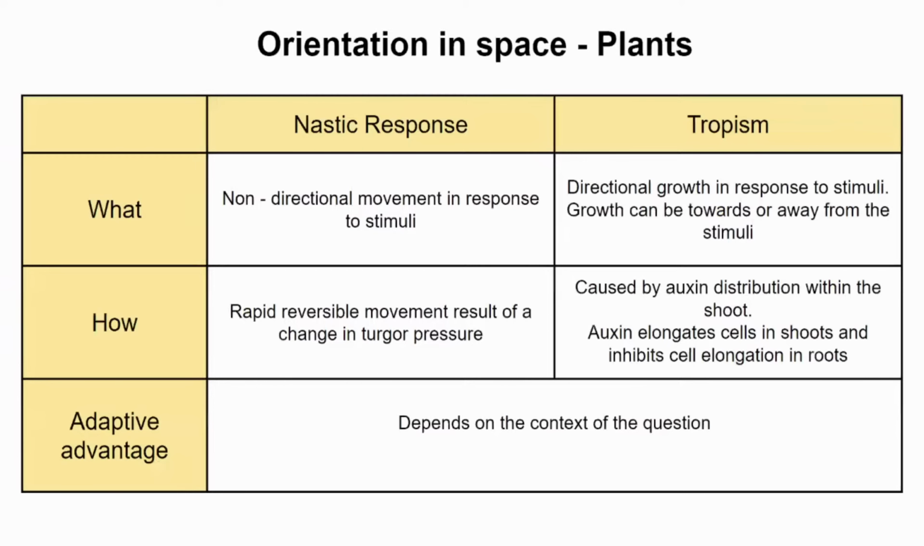Again, working within that framework of what, how, and the adaptive advantage, we've got our nastic responses and our tropisms. So you want to be familiar with what the response is: a non-directional movement in response to stimuli. For a nastic response, we're talking about Venus flytraps, for example. They are able to move. It's not a growth movement. So how do they actually do it? It's not like they've got muscles like animals have. But they actually have the ability to control the turgor pressure of the cell.